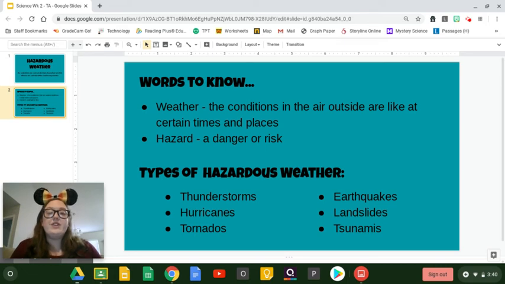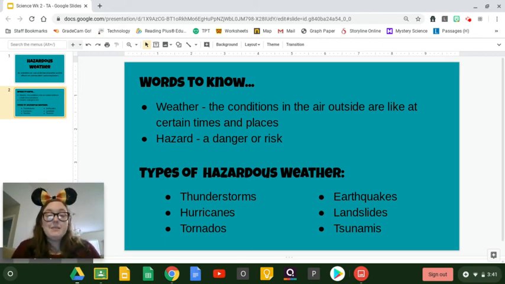So we know weather is the conditions in the air outside, what they're like in certain times and places. This is thinking about, is it hot or cold? Is it sunny? Is it rainy? All of that. The other word you need to know is the word hazard. Now, when we talk about this, it is a danger or a risk. So if something's hazardous, that means it's dangerous or it's risky.